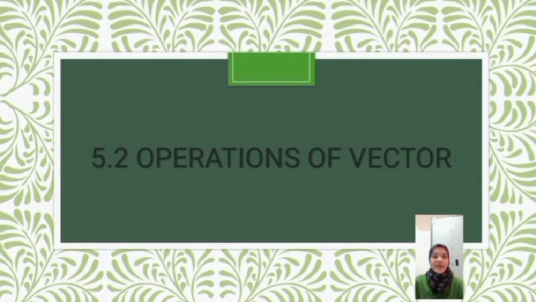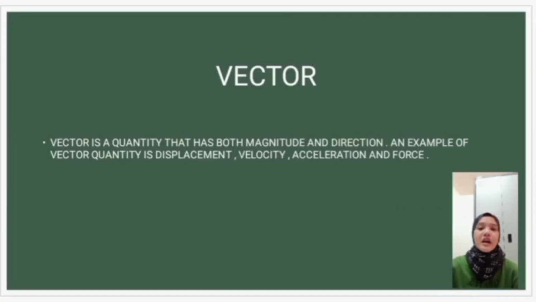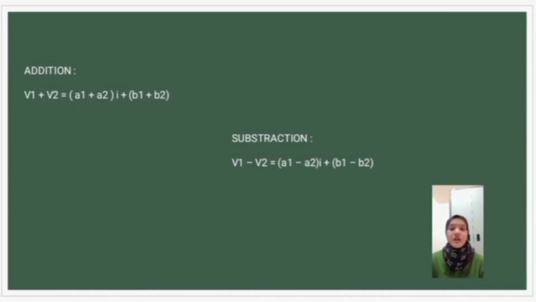Hai, Assalamualaikum and selamat sejahtera. My name is Suliana binti Omar and my metric number is 10 DMT 21F 1018. Today, I will continue with operation of vectors. Before I start with my topic, I will explain about vector. A vector is a quantity that has both magnitude and direction. Examples of vector quantities are displacement, velocity, acceleration, and force.